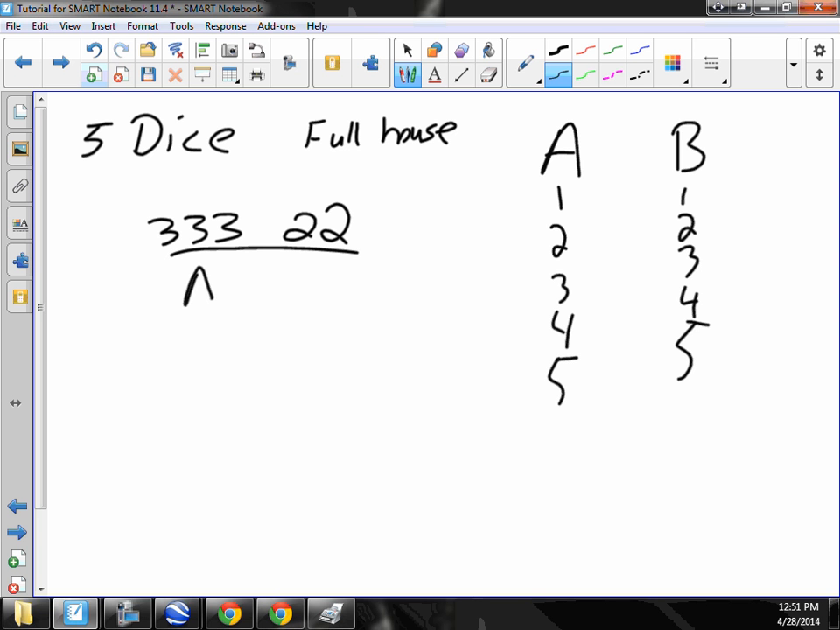Is Group A then Group B the same as Group B and Group A? So let's pick a digit in Group A, a 2. Let's pick a digit in Group B, a 5. Is 2, 2, 2, 5, 5 the same as 5, 5, 2, 2, 2?